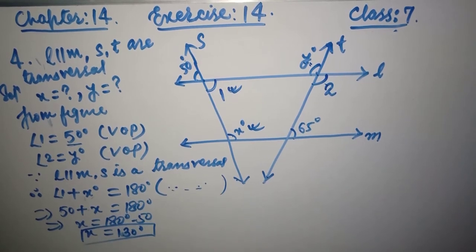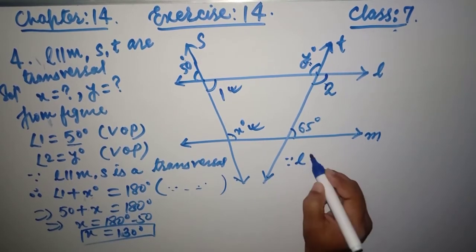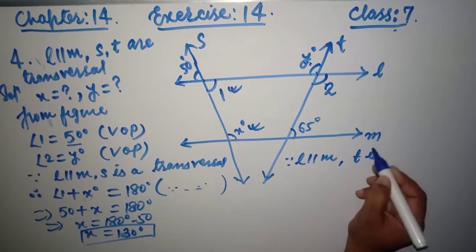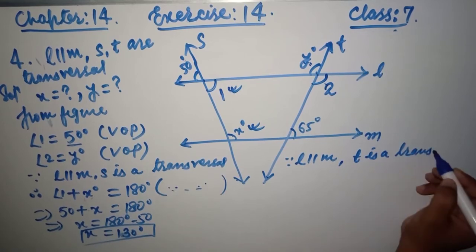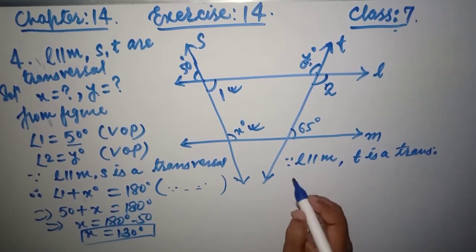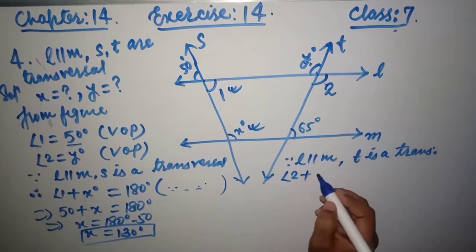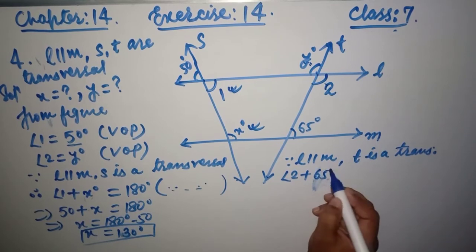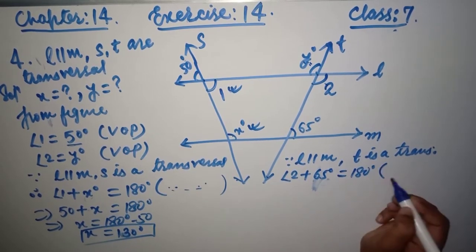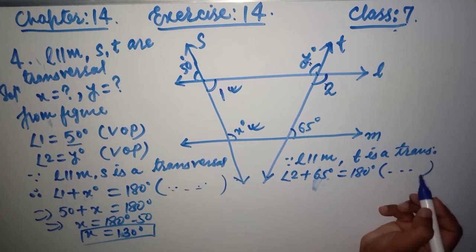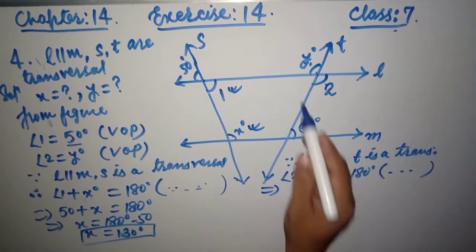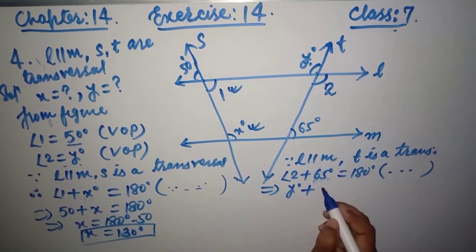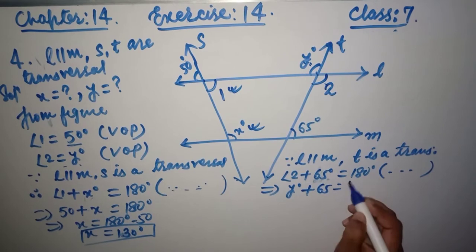Now for Y friends, similarly, since L is parallel to M and T is a transversal, therefore angle 2 plus 65 is equal to 180 degree, because these are interior angles on the same side of the transversal. Now angle 2 is y degree that we have to find. Here angle 2 is y degree, plus 65, is 180.